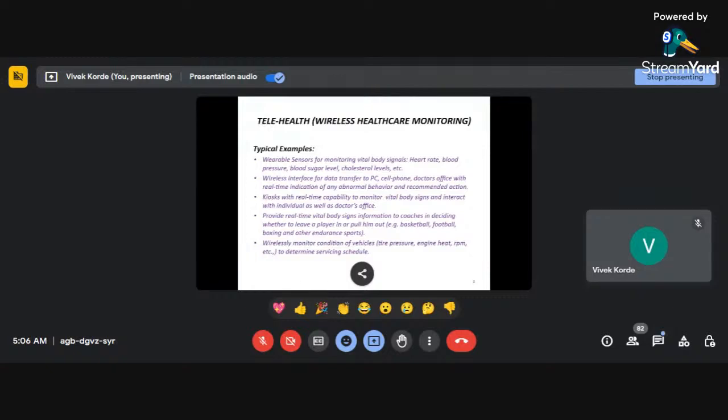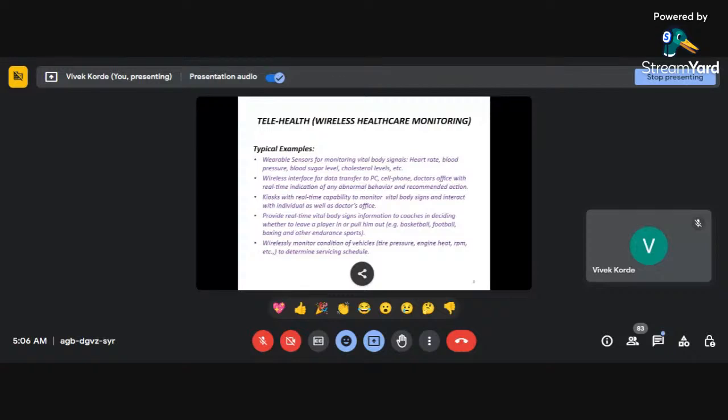Then telehealth, wireless healthcare monitoring. Now these days, this technique is becoming very famous. Typical examples are wearable sensors for monitoring vital body signals: heart rate, blood pressure, blood sugar level, cholesterol levels, etc. And then a wireless interface for data transport to PC, cell phone, doctor's office with real-time indication of any abnormal behavior and recommended action.